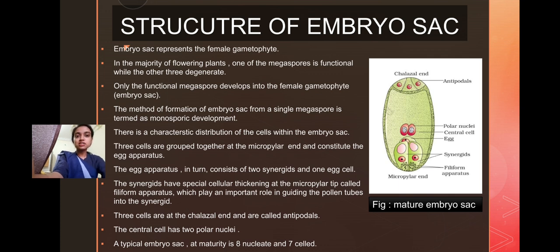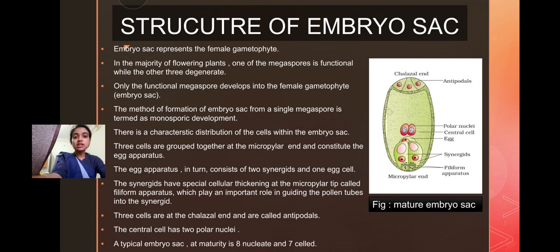There is a characteristic distribution of the cells within the embryo sac. So, three cells are grouped together at the micropylar end, which is seen in the figure in the below part. It is the micropylar end and it constitutes the egg apparatus. The egg apparatus in turn consists of two synergids and one egg cell. The synergids have a special cellular thickening at the micropylar tip called filiform apparatus, which plays an important role in guiding the pollen tubes into the synergid.